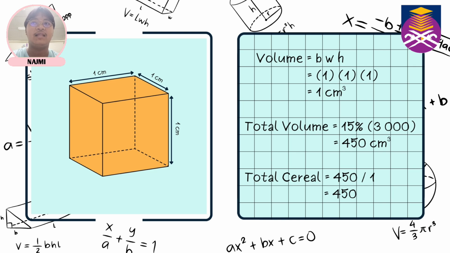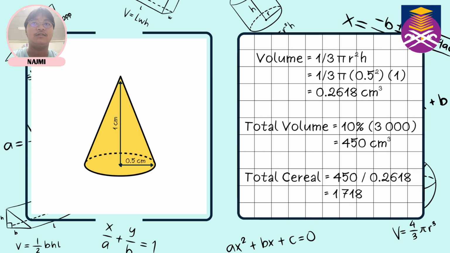Lastly, for the cone shape of the cereal, we can use the formula 1/3 pi r squared times h, which is height. The answer we get if the radius is 0.5 cm and the height is 1 cm is 0.2618 cm³. If we use 15% of the box volume, we can get a total of 1,718 pieces of cone-shaped cereal, the same as the total number of the spheres.